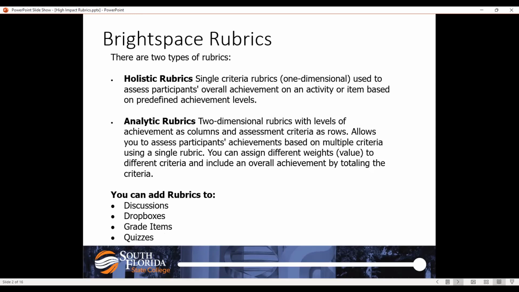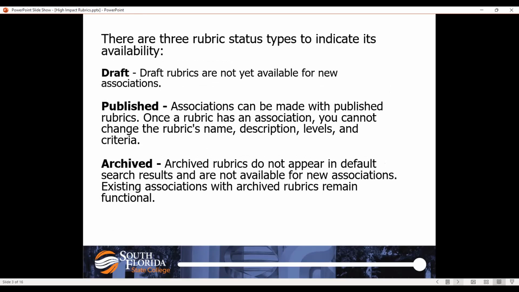Now there's 3 rubric status types. The draft is that it's not yet available for new associations, so you can't add that to grade items or anything like that until you publish it. The draft is where you can still make structural changes to the rubric. You can add different levels and that kind of thing. Published is when you cement it in. It's locked in. It's when associations can be made with published rubrics. Once a rubric has an association, you cannot change the rubric's name, the levels, or criteria.